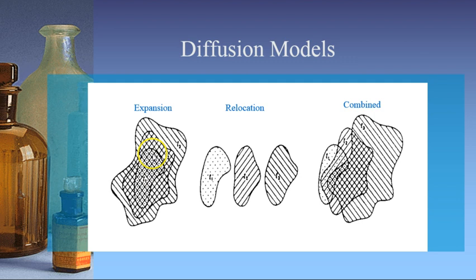Expansion: we've started here, and we're spreading out, spreading out, spreading out. Relocation: we started here, then it moved here, then it moved here, but it left each of these areas when it moved. And then combined: it leaves part of the area but spreads out to a new area, leaves part of the area but spreads out to a new area, and you can see how that works, okay?